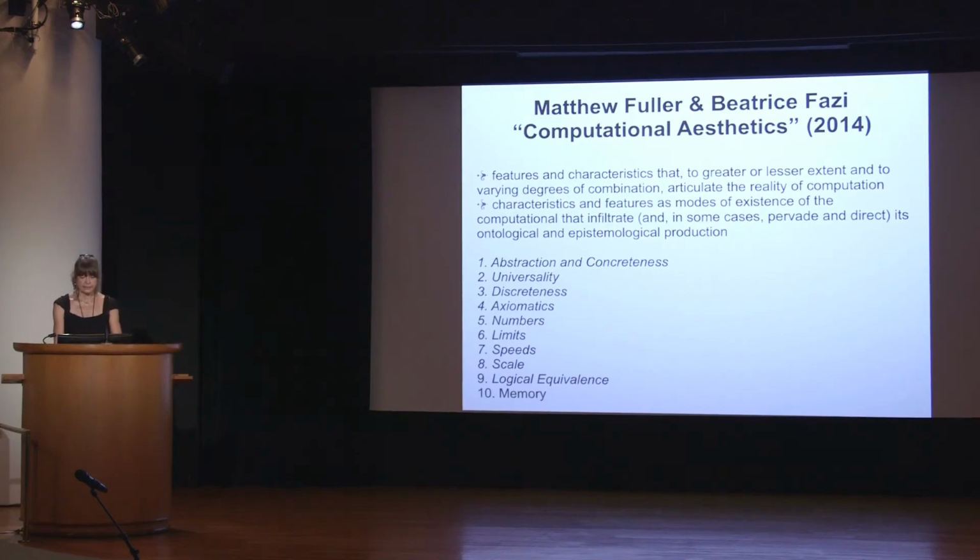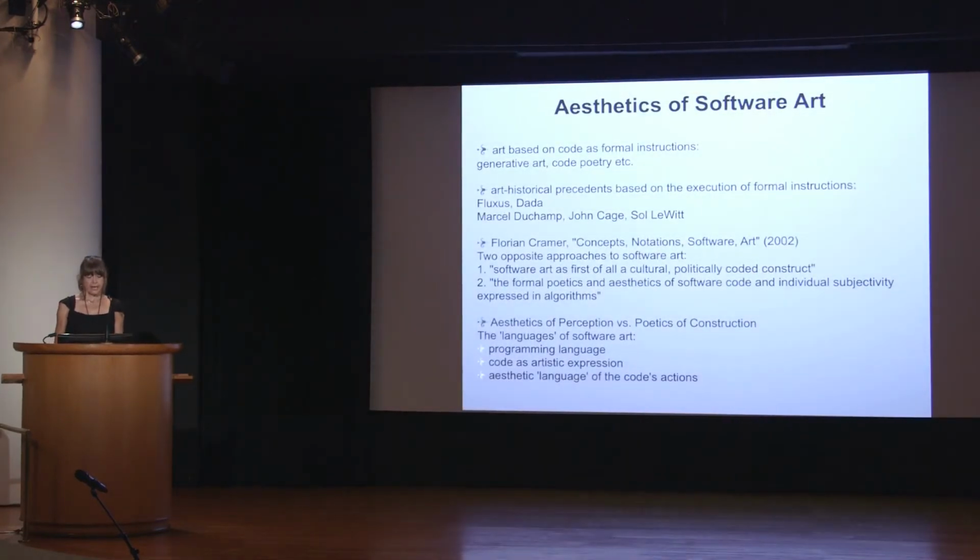Matthew Fuller and Beatrice Fazi, in their article Computational Aesthetics, have identified certain features and characteristics that, to varying degrees, articulate the reality of computation, and some of these characteristics have already popped up in Joanna's introduction. Again, they have an influence on how we show and preserve that art. Discreteness, speeds, scale, memory, logical equivalence, all of those are aspects we need to talk about here.